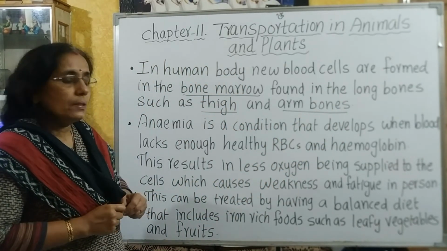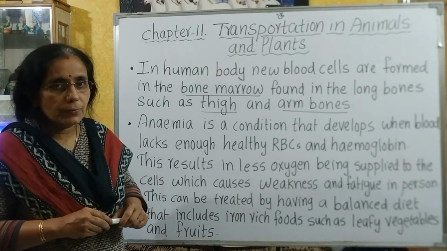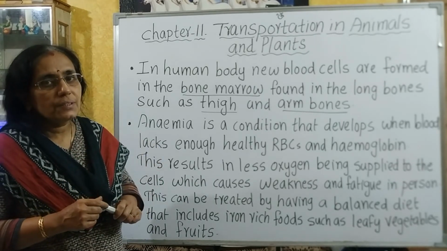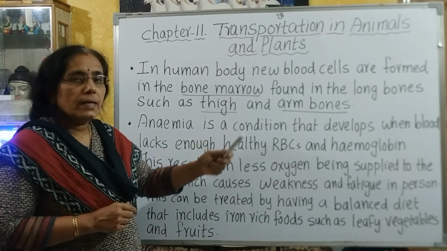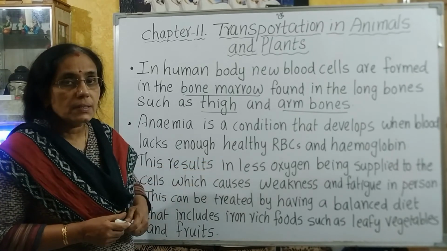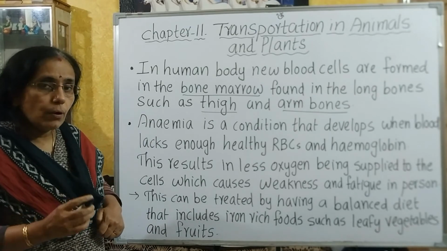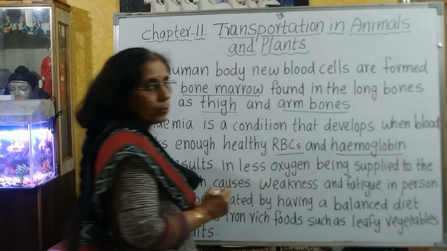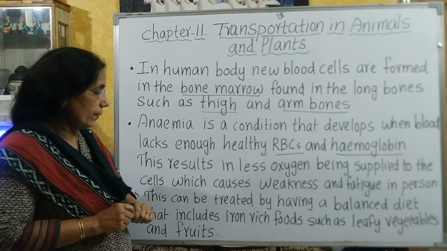Now, in some cases, these blood cells are not produced in the proper way. So it creates a condition. That condition is known as anemia. So anemia is a condition that develops when blood lacks enough healthy RBCs and hemoglobin. So anemia is caused due to the lack of RBCs and hemoglobin. That means proper blood cells are not produced in our body.